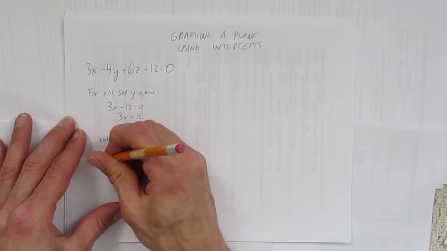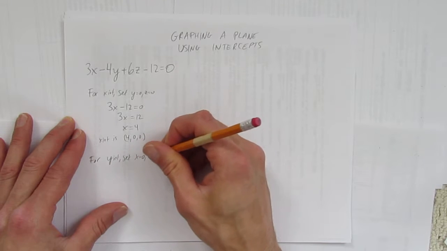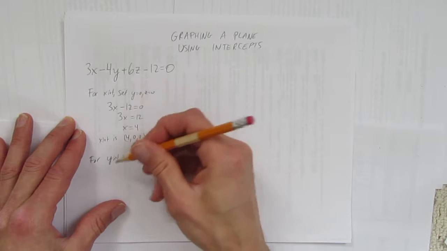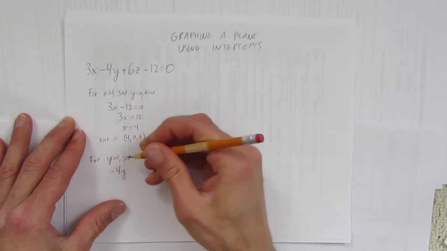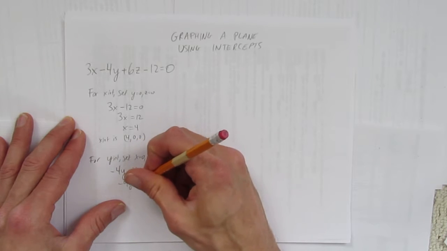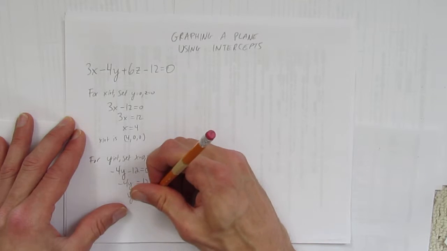For the y-intercept, you'll set x equal to 0 and z equal to 0. In which case that becomes 0, that becomes 0, and you're just left with negative 4y minus 12 equals 0, and negative 4y equals positive 12, and y equals negative 3.